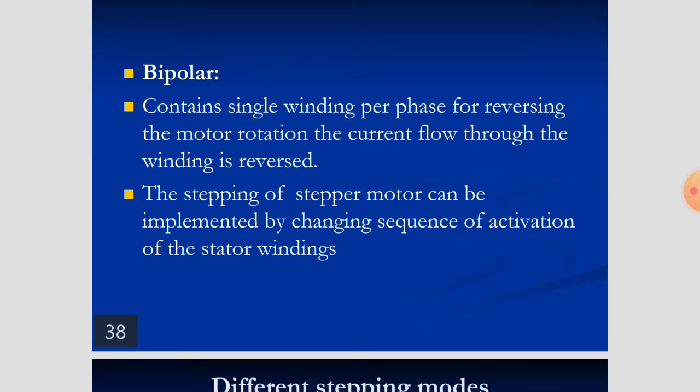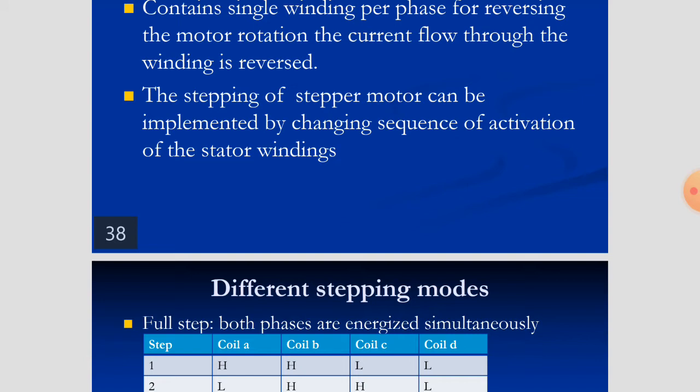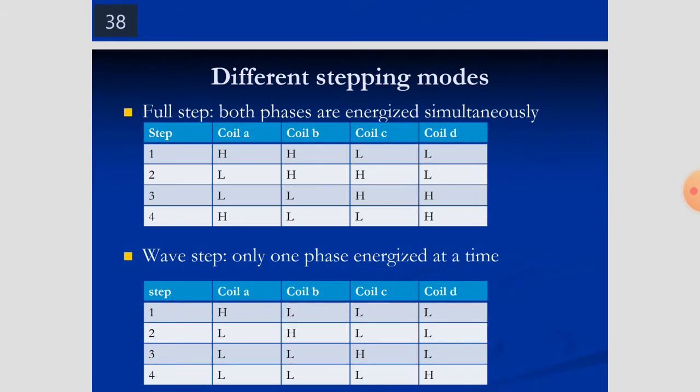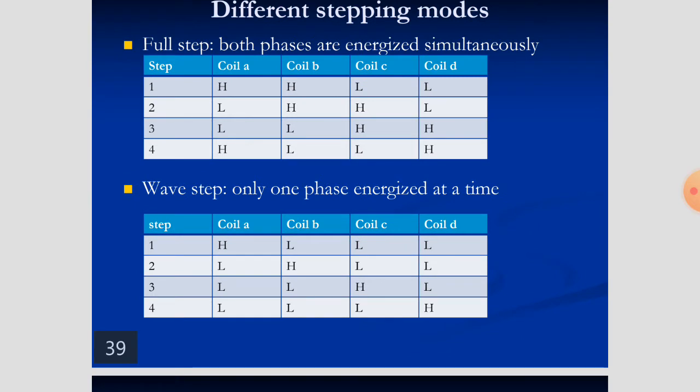Stepping of the stepper motor can be implemented by changing the sequence of activation of the stator windings. You have to make the windings active. By making particular windings active, you can get the different stepping of the stepper motors. You can understand the different stepping modes by using these tables. One is full step, another is wave step. For both we have shown how to get the full step and wave step stepping modes.